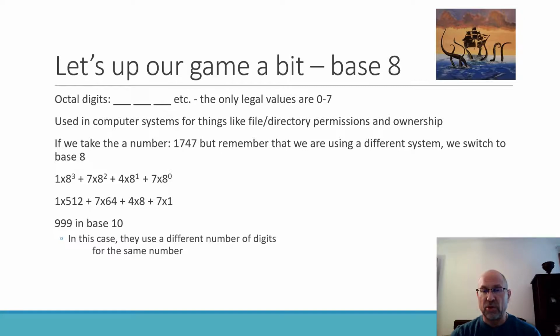If we expand that a little bit, almost working in the opposite way that we were with the Arabic numbers, then we wind up with 1 times 512, 7 times 64, 4 times 8, and then 7 times 1. Well, add all those up and we get a base 10 number of 999. And that's an early indication of how you might actually convert between the numbers. In this case, we had an octal number that used 4 digits, and that converted to a base 10 number that only used 3.